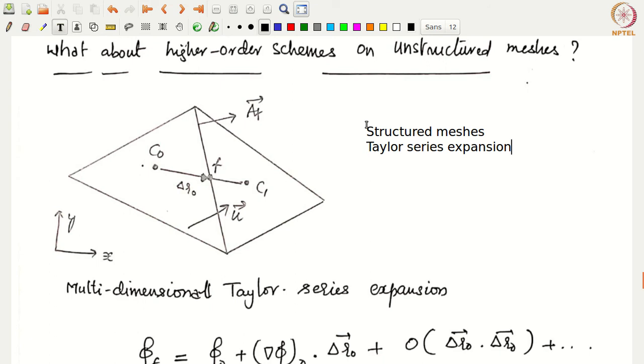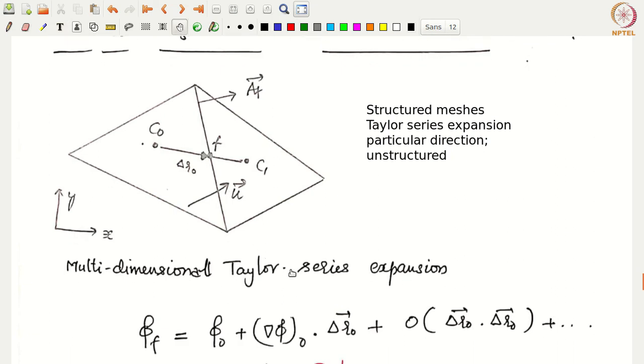Now the same thing we have to do, of course, but things are not in one direction, because this is now essentially unstructured, so we don't have a particular direction that we can go about. But we know that we can use a multidimensional Taylor series expansion.